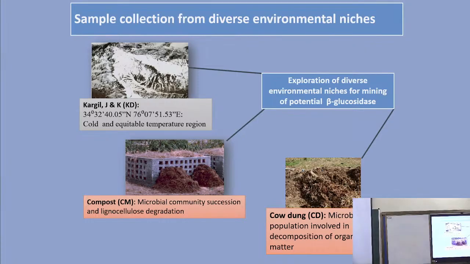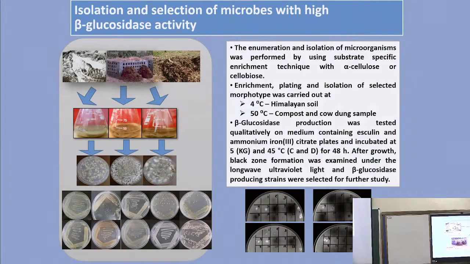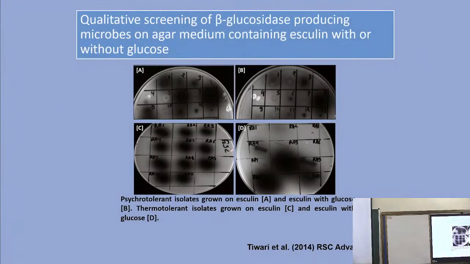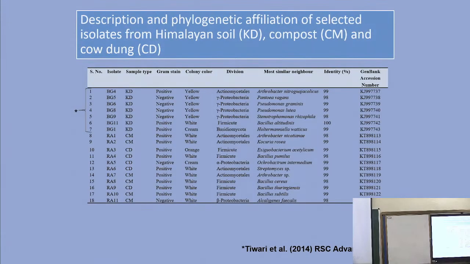So we collected the sample from the Kargil area, and also from the composting area, and also from the cow dung area. You can see that KD, CM and CD are the codes given, and then we did the wet lab exercise, and then we tried to see the qualitative screening which we have done. This is published work, and here you see these are the isolates. Now our target was what specific isolates we can take up further.